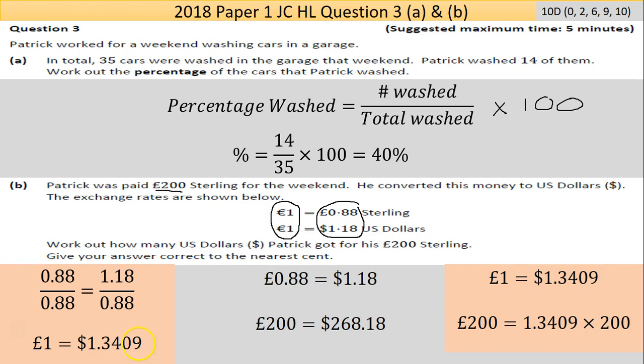So if £1 equals that, then £200 equals 200 times that. I'm trying to be very algebraic here. I have a statement, and I don't change it other than in ways that keep the balance. So £1 equals 1.34, so £200 equals 200 times 1.34, which is $268.18.